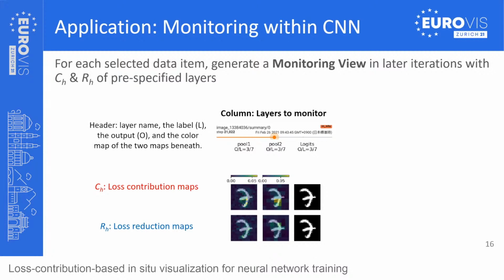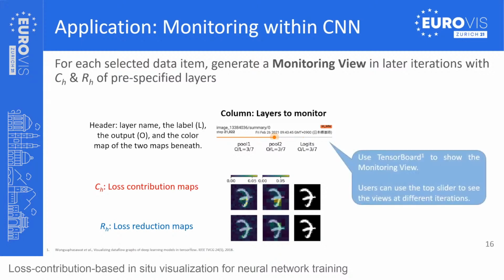In each column, the top shows extra information, such as the layer name, the expected output, the computed output, and the color map of the two maps beneath. Our current prototype uses TensorBoard to show the monitoring view during the training, which allows users to use the slider to see the views of an image in different iterations.